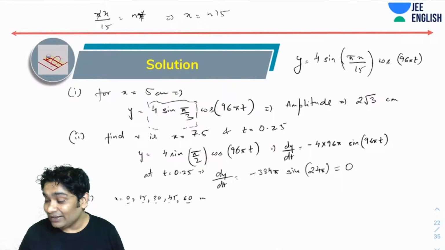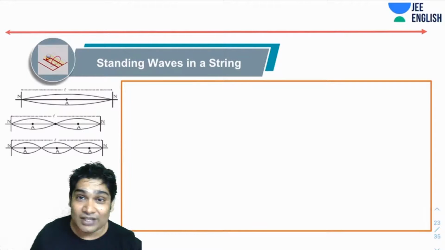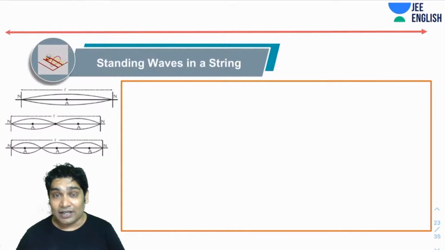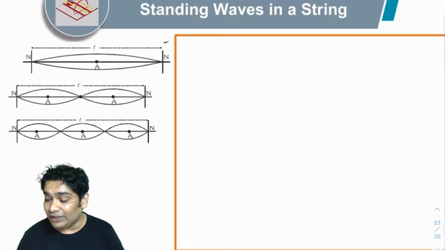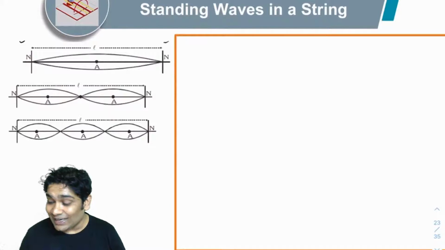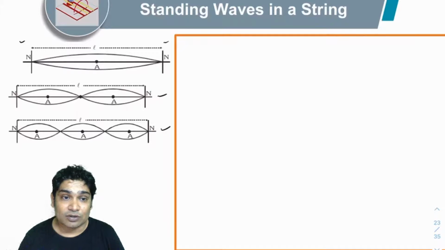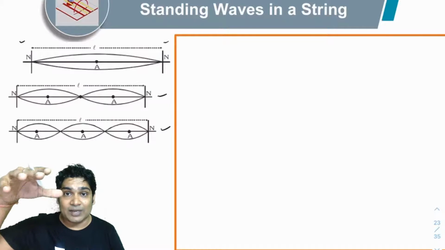Alright, so now let's talk about standing waves on a string. When you're vibrating a string which is fixed at both the ends, this is the first possible mode in which the string can vibrate. This is the second possible mode in which the string can vibrate. This is the third possible mode. So there are multiple modes of vibrations of a string. So if you just pluck a string, stretch a string and leave it.